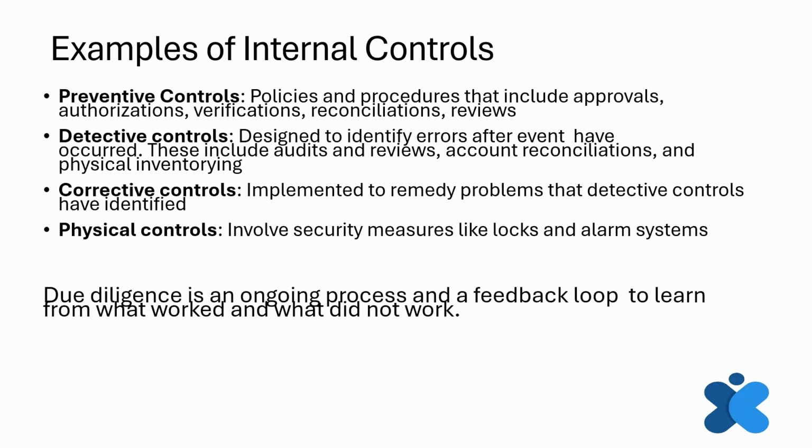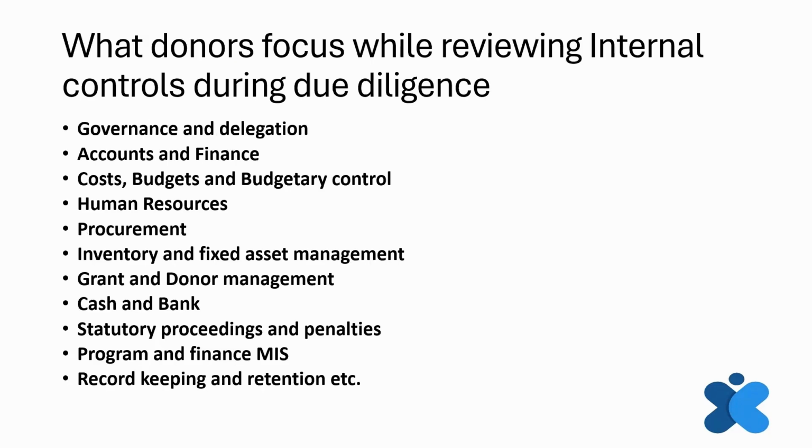Now, I come to what donors focus on in terms of the various areas of internal controls during their due diligence. I have categorized these into 11 buckets here. The first is governance and delegation. So I again want to relate it like this.